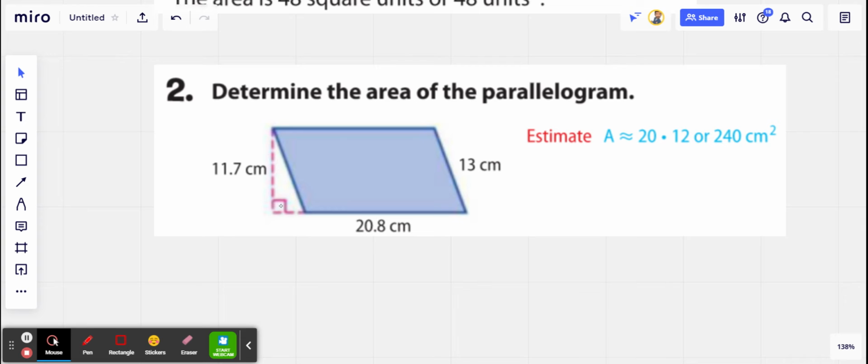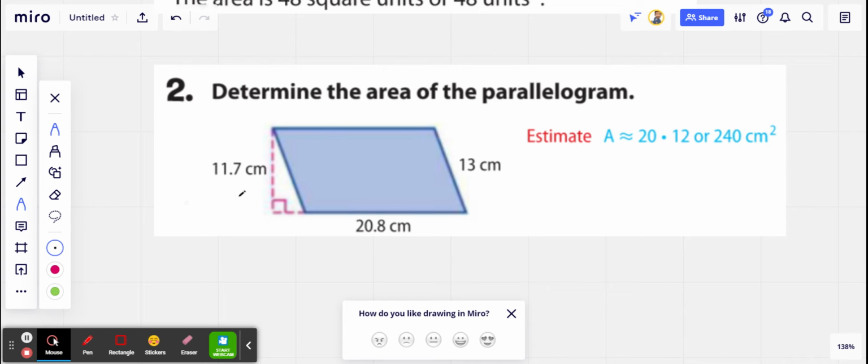Here they give us a height, and we have the base, and they also give us the length of this side right here. It's 13 centimeters. Our formula is still the same. The area of a parallelogram equals base times height. So here they're showing an estimate. This would round to 20, and this would round to 12 because the 7 makes this 1 to a 2. So we have 12 here and 20 here, and they multiplied 12 times 20 and got 240.